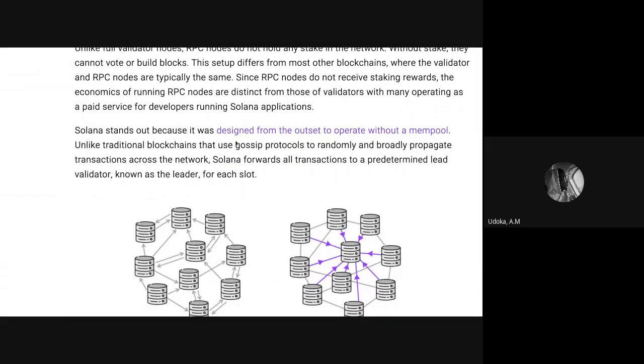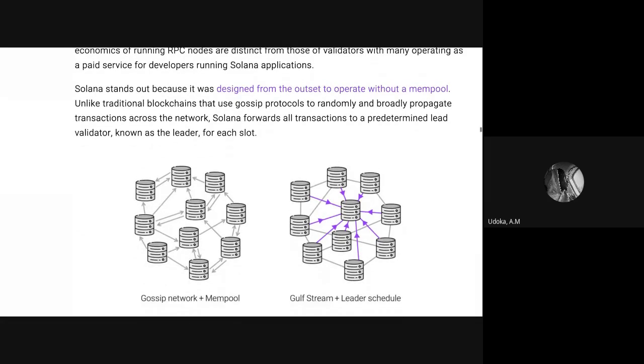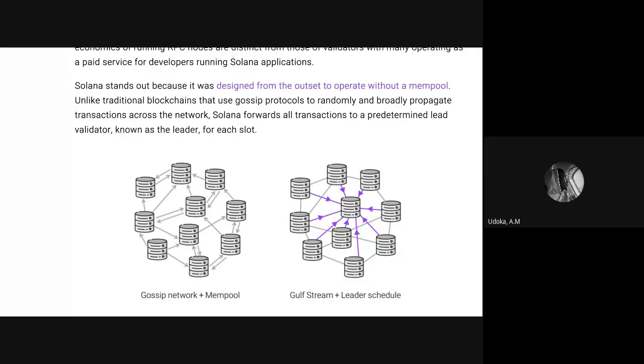Solana stands out because it was designed from the onset to operate without a mempool. I explain what a mempool is. Unlike traditional blockchains that use gossip protocols to randomly propagate transactions across the network, this is how Solana does it.